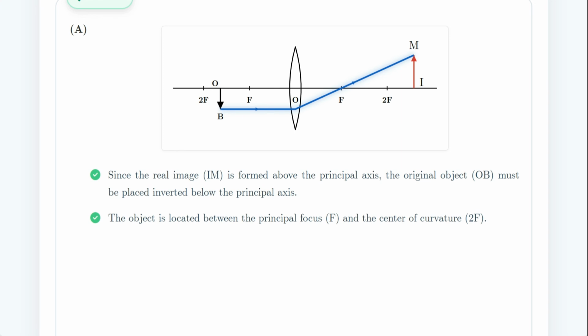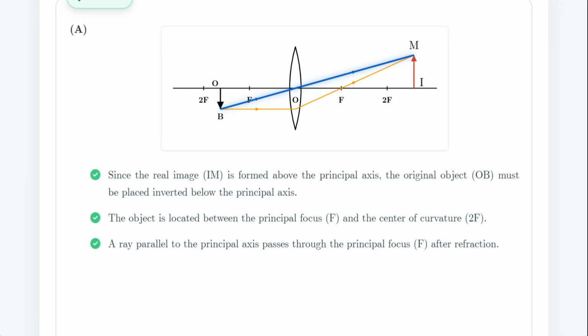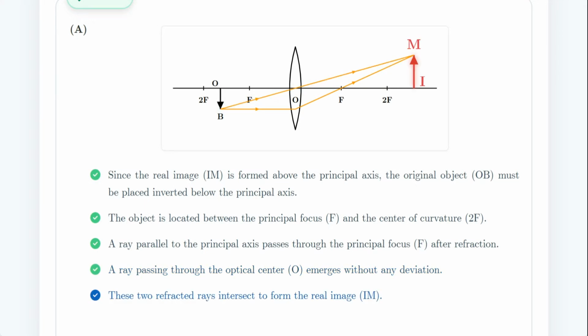Now, let's trace the first ray, traveling parallel to the principal axis. After refraction, this ray passes straight through the principal focus F. Next, we trace a second ray passing directly through the optical center O. As you might know, a ray passing through the optical center emerges without any deviation. Finally, observe where these two refracted rays intersect. This intersection point is exactly where the real image IM is perfectly formed.